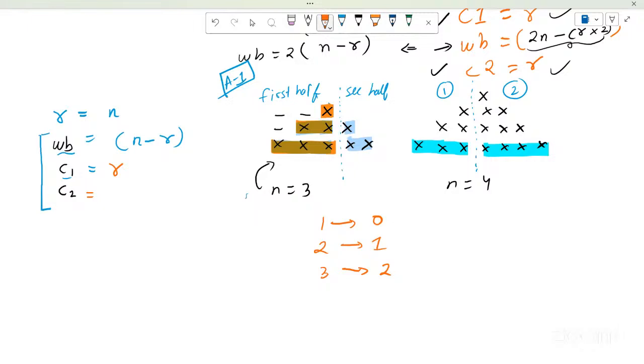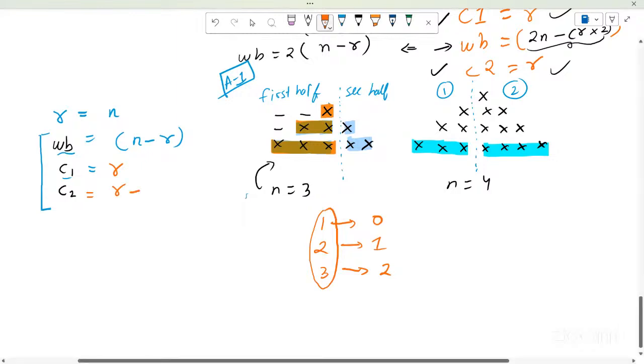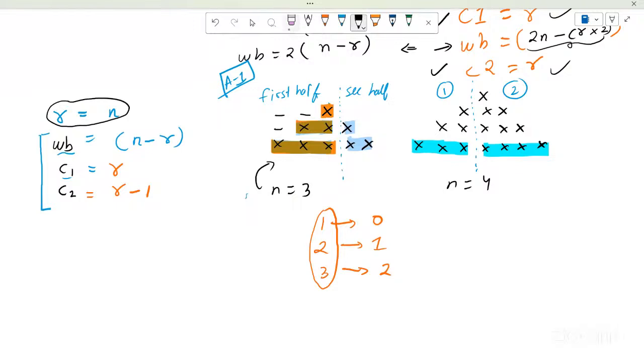Can I say that number of stars is equal to R minus 1? Do you agree with that? Okay. So we know that the outer loop is for the number of rows, right? This is the outer loop.